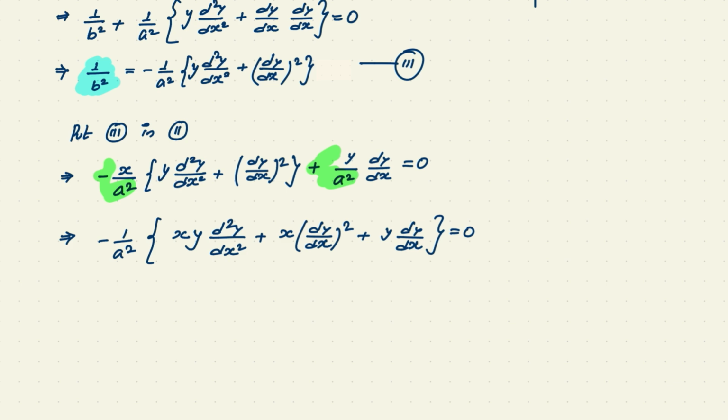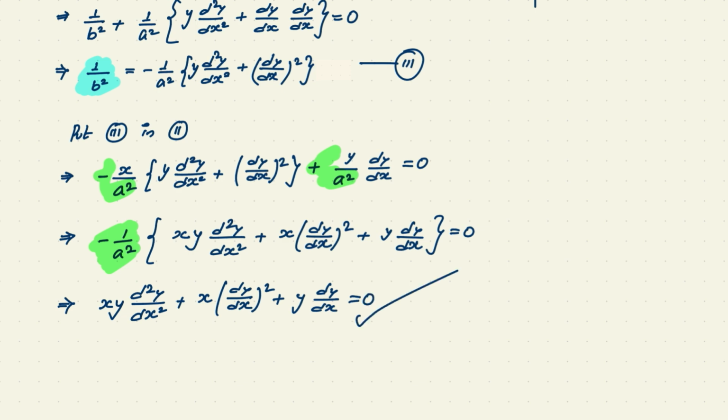Now let us take this minus 1 by a square to other side, so 0 over that number will be 0, and hence we will have our differential equation, that is x into y d2y over dx2 plus x into dy over dx whole square plus y into dy over dx equals 0.